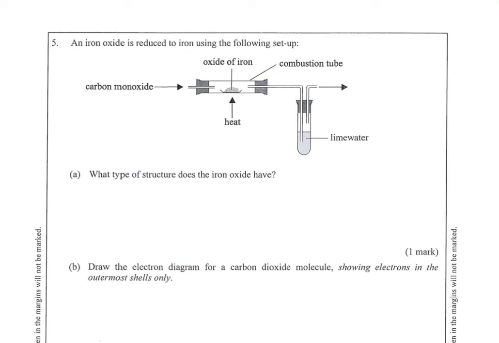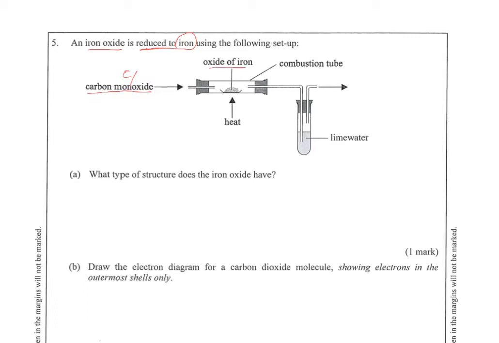Okay, number five is still a test diagram, okay? So you need to read through the diagram to make sure you understand what information the diagram tells you. So an iron oxide, we don't know if it's iron(II) oxide or iron(III) oxide, just iron oxide, is reduced to iron. Use the following setup. So reduced means that it has a reduction, right? The iron oxide will undergo reduction. So carbon monoxide is one of the reducing agents, similar to carbon. In Form 4, we learned carbon, right? Heating the metal oxide with carbon, but it can still react with carbon monoxide to reduce.